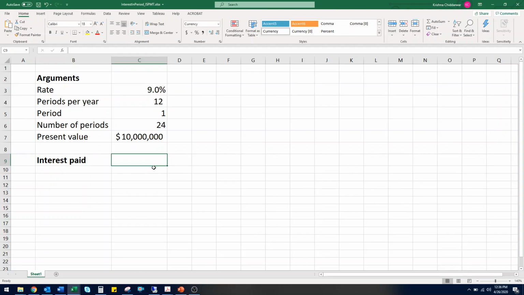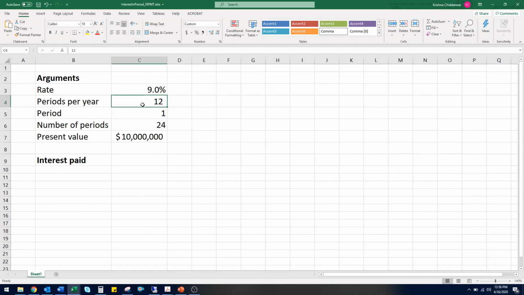To calculate the total amount of interest paid, you need to know several things. First is the annual interest rate on the loan, and I have that here in cell C3. We are assuming that it's going to be a short-term bridge loan meant to be paid back quickly, so the interest rate is a little bit higher than you might expect at 9%. Next, in C4 is the number of periods per year. We are going to divide our interest rate by that number, and 12 indicates it's going to be a monthly payment.